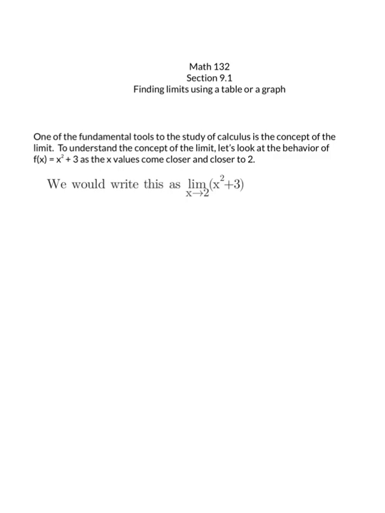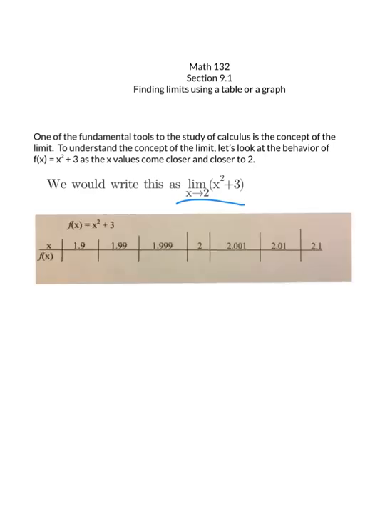So we would read that notation that we have written here as the limit as x approaches 2 of the function x squared plus 3. We're first going to look at this concept by using a table. And we want to use numbers that are getting closer and closer to 2. But I don't mean things like 5, 4, 3 or 0, 1. I mean decimals that are getting closer and closer to 2.